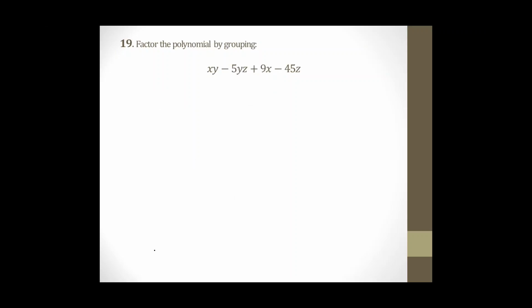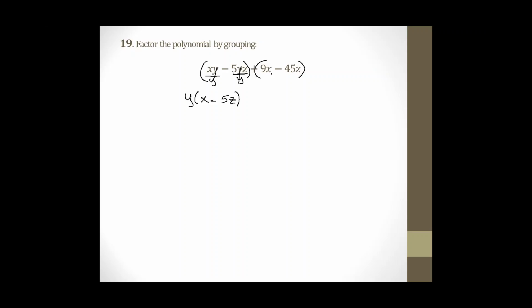Okay. Factor the polynomial by grouping. So that's when we have four different terms. So we've got xy minus 5yz plus 9x minus 45z. So you want to start off by grouping them, which is why it's called factoring by grouping, like this. So we're going to start by factoring out the GCF for the first group. So we've got xy minus 5yz. The only thing that they both have in common is 1y. So I'm going to factor out y. And when I do that, remember you're basically dividing everything by that GCF. So here you'll have just x. And then when you divide out a y here, you'll be left with negative 5z.